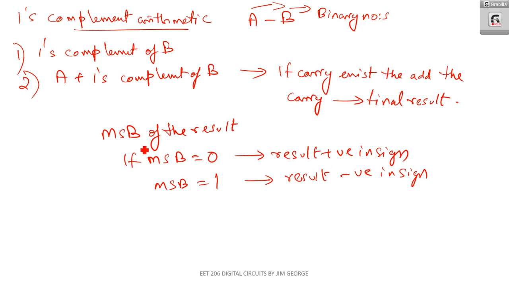Now come to the result. If the MSB of the result is 0, then the result is positive in sign, whereas if the MSB is 1, then the result is negative in sign. Okay. So let me do some examples based on one's complement arithmetic. After that, we will deal with two's complement arithmetic also.